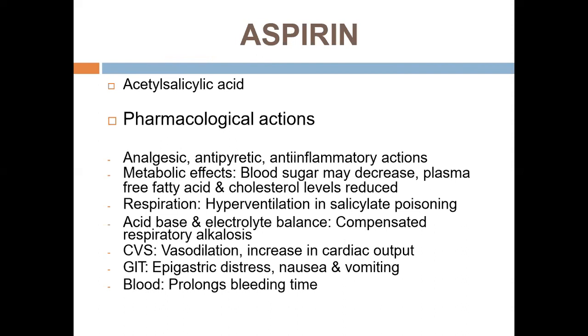Aspirin is an analgesic, antipyretic, and anti-inflammatory. The metabolic effect is that blood sugar may decrease with aspirin, plasma free fatty acids may decrease, and cholesterol levels may reduce. So aspirin is very important for cholesterol. Acid-base and electrolyte balance is compensated by the respiratory process. Cardiovascular: vasodilatation and an increase in cardiac output also happen. In the GIT, gastric distress, nausea and vomiting happen when somebody is taking aspirin. Prolonged bleeding also occurs, as it interferes with blood clotting.